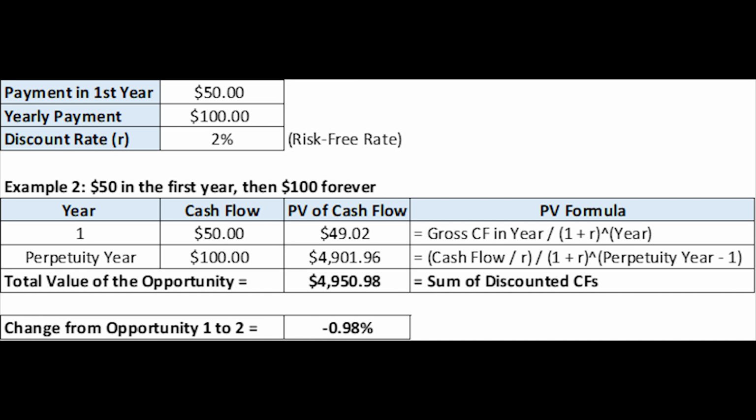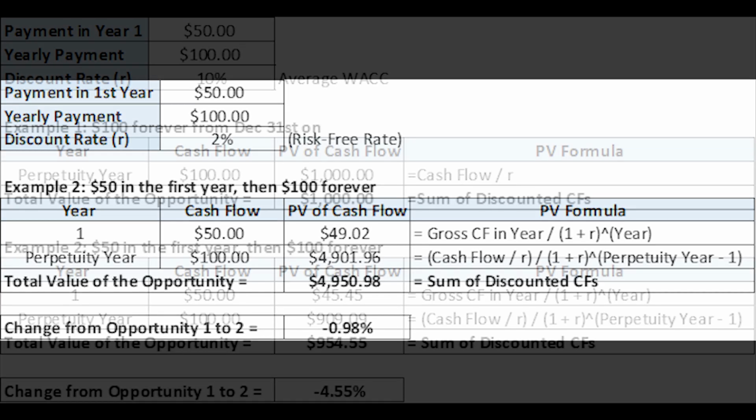So in this case, we discount the $50 back to today using 2%, which equals $49.02, and then we calculate the value of the perpetuity next year using $100 and a 2% rate, and then we have to discount that back to today to account for that 1 year of inflation. So the overall value of this opportunity ends up being $4,950.98. This equates to a negative 0.98% change from opportunity 1 to opportunity 2.